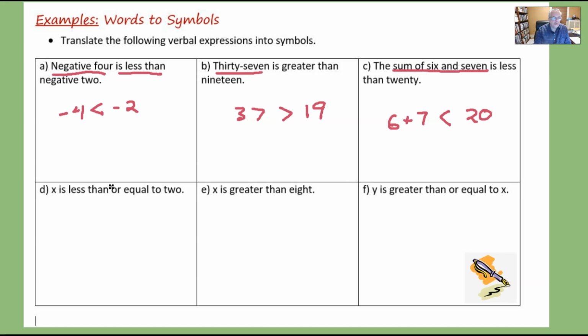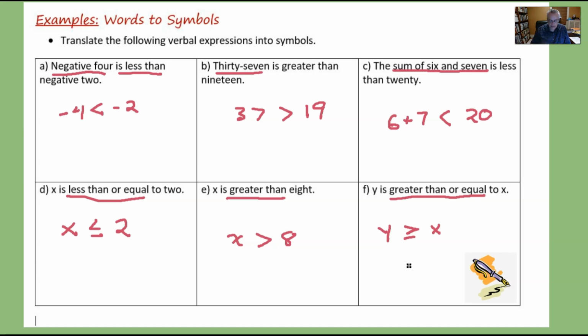The remaining ones involve a variable. X is less than or equal to 2. So less than or equal to. So x less than or equal to, there's the symbol for that, 2. Okay. X is greater than 8. So we have x, we want the greater than symbol, 8. So whatever number x is, it's greater than 8. All right, y is greater than or equal to x. So we have variable y. Greater than or equal to is that symbol. Greater than or equal to x.